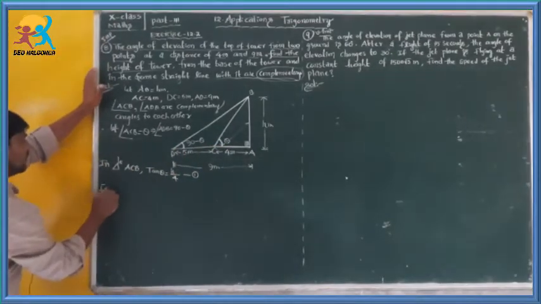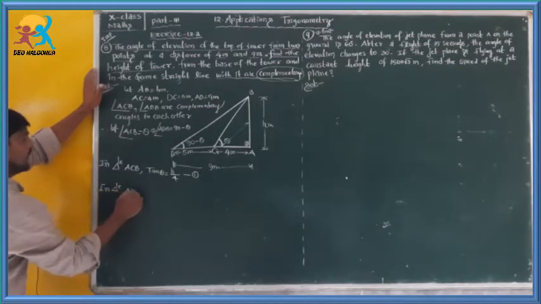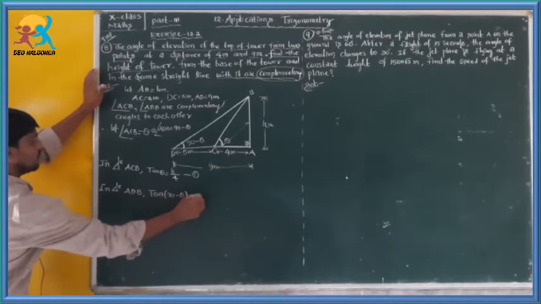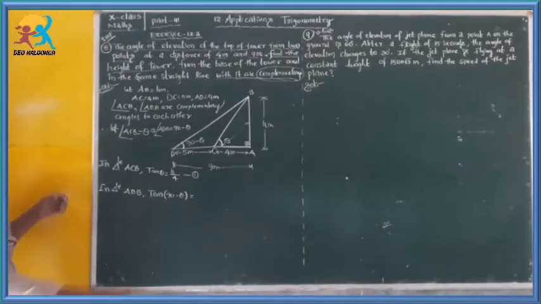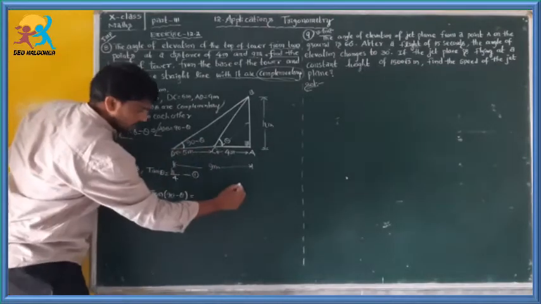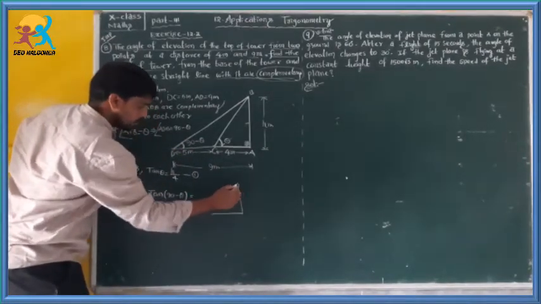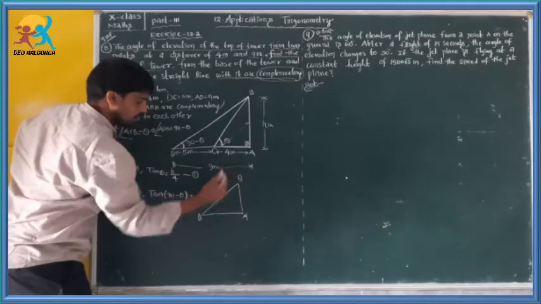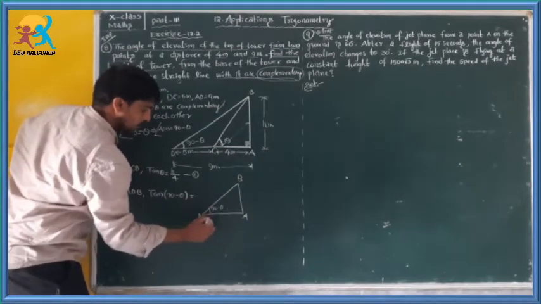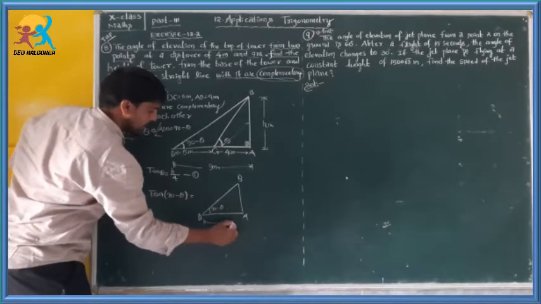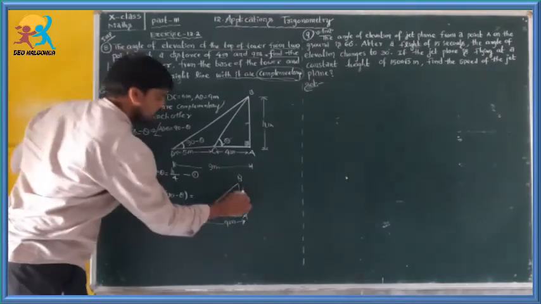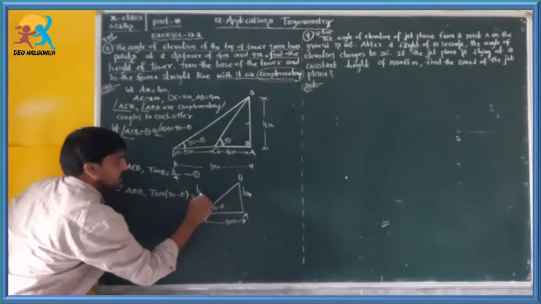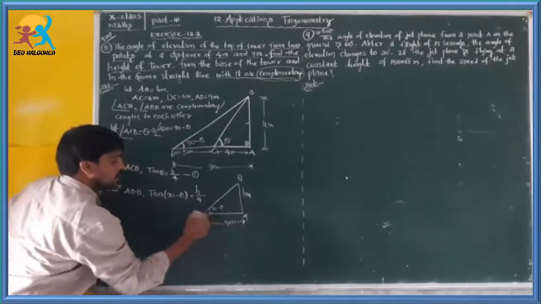And in the other triangle, triangle ADB, consider tan of 90 minus theta. So, let us draw triangle ADB. This is 90 minus theta, and the distance from A to D is 9 meters, as given. This is h meters, right? Tan of 90 minus theta equals opposite h by adjacent 9, right?